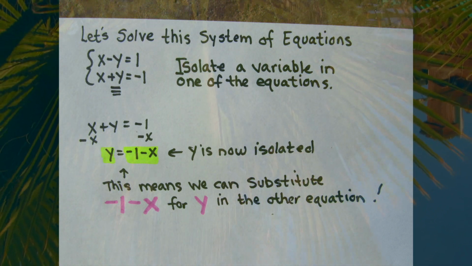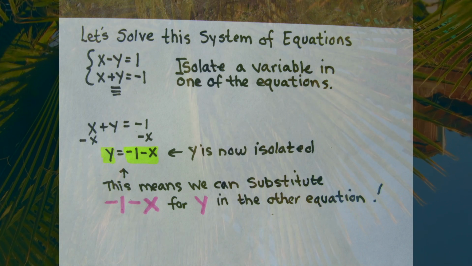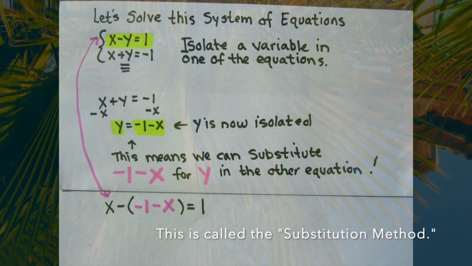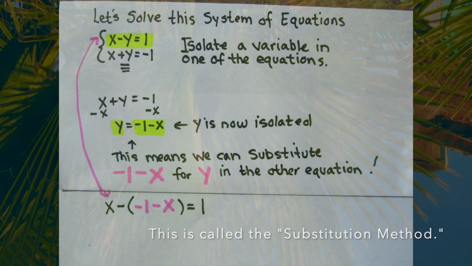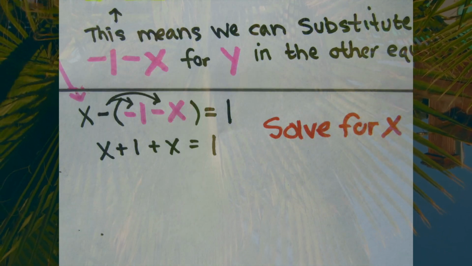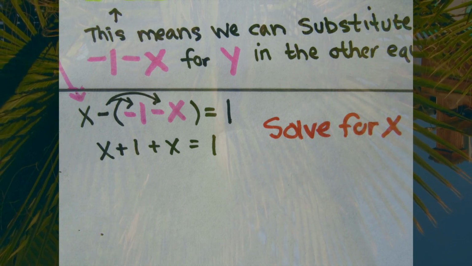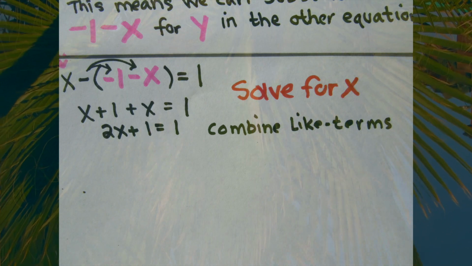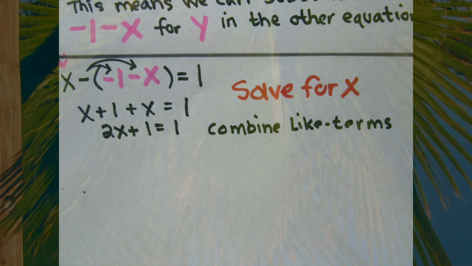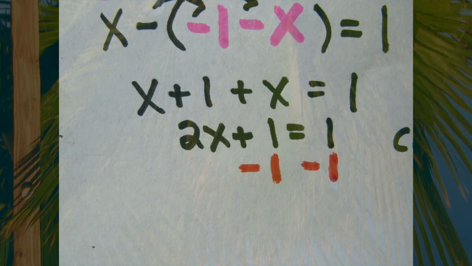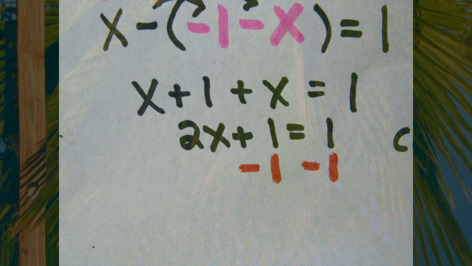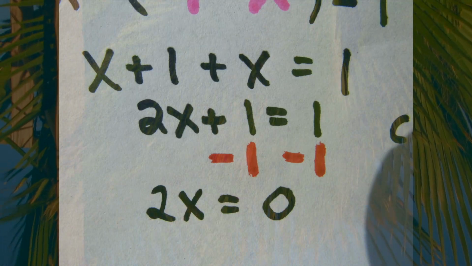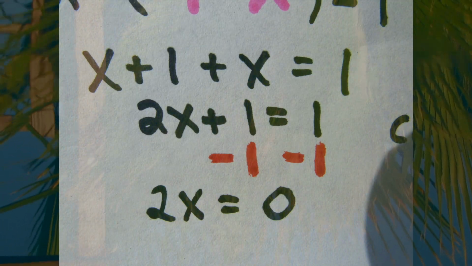This means we can substitute negative 1 minus x for y in the other equation. Just like that. So I change the y to negative 1 minus x. Once I've done that, I have to solve for x, and I'll know half of my coordinate. So I combine the like terms, I get a simple two-step equation. 2x plus 1 equals 1, so I'll have to subtract 1 from both sides. I'm left with 2x equals 0.